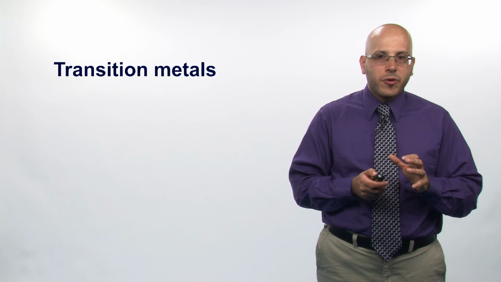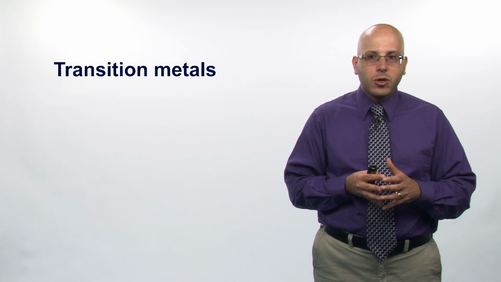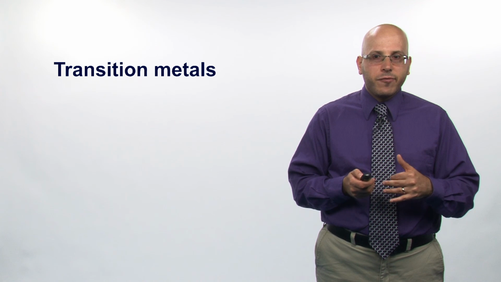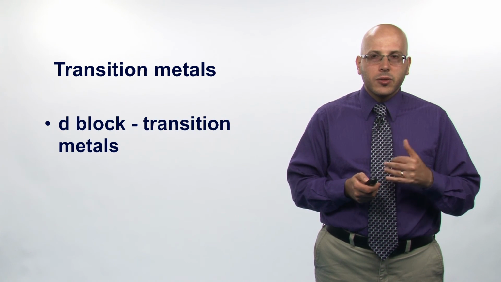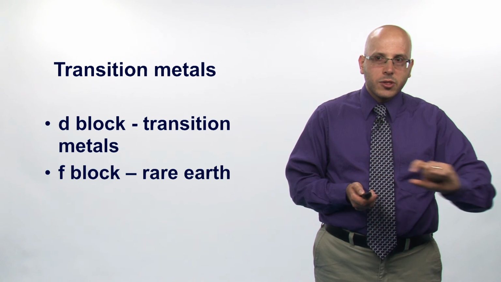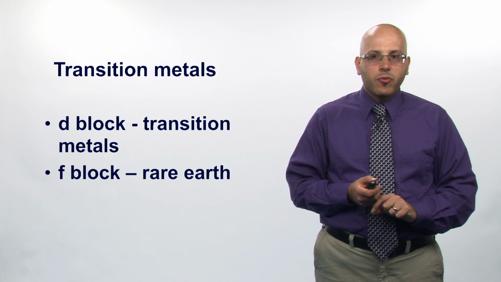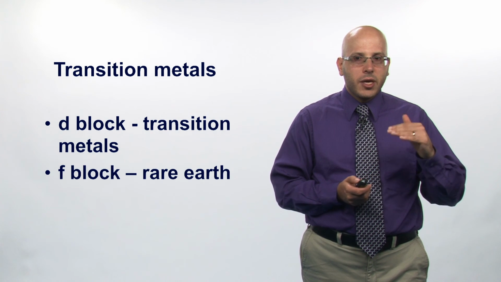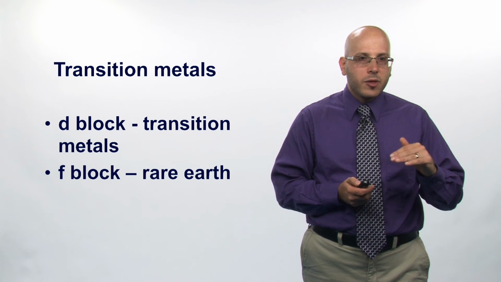The middle part of the periodic table contains what are called the transition metals or transition elements. These have d and f orbitals in them. The d block is technically the transition metals, and the f block, which is this little strip on the bottom, is all of the rare earth metals. These are considered inner shell electrons because the energy levels are actually lower than the principal values.